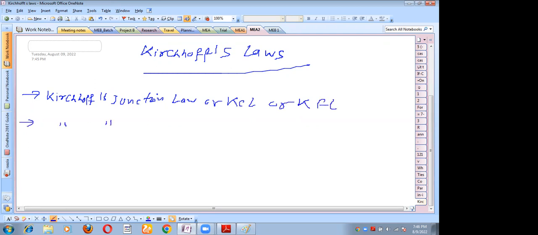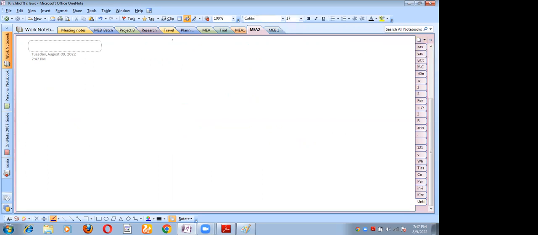Then we have Kirchhoff voltage law, or rule, also known as KVL, or Kirchhoff second law. Both are the same. First we will see Kirchhoff junction law, KCL. Then we will see KVL.